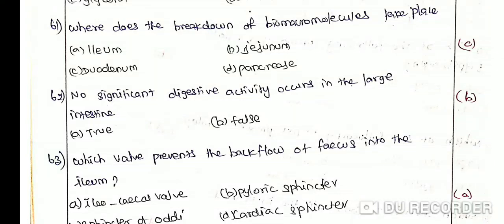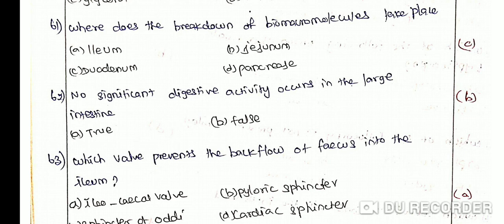Where does the breakdown of biomacromolecules take place? Option A ileum, option B jejunum, option C duodenum, option D pancreas. The correct answer is option C, duodenum. The breakdown of biomacromolecules occurs in the duodenum region of the small intestine. The simple substances thus formed are absorbed in the jejunum and the ileum regions of the small intestine.